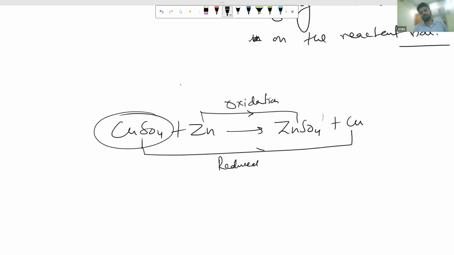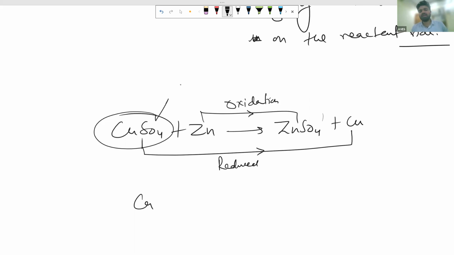Got it? Yes, sir. If I ask you whether copper is oxidized or reduced? Only copper, not copper sulfate. It is oxidized. We will take it in the reverse direction. Is zinc oxidized or reduced? Only zinc. Zinc is oxidized. Is zinc sulfate reduced or oxidized? It is reduced. Which is the oxidizing agent? Copper sulfate. Yes.